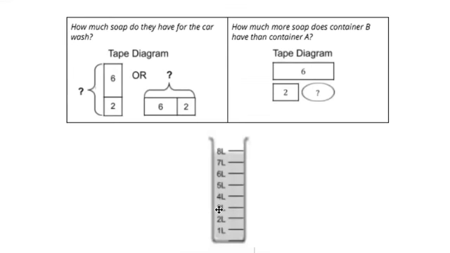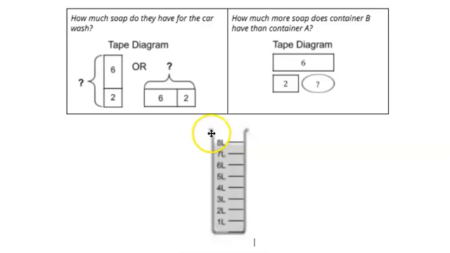You also could have drawn an actual beaker, things that we've worked with in this unit, and drew the first container, 2, and then just shaded up 6 more to get 8 liters. Notice how this visual looks very similar to our tape diagram. Visual representations help us solve problems.